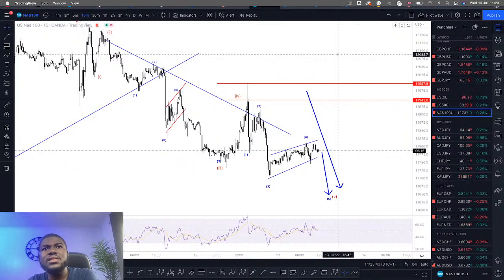I have something similar, I think, for US 500 also. US oil and US 500.